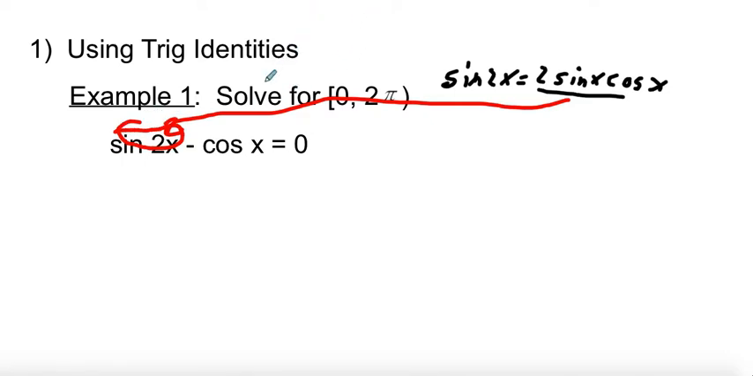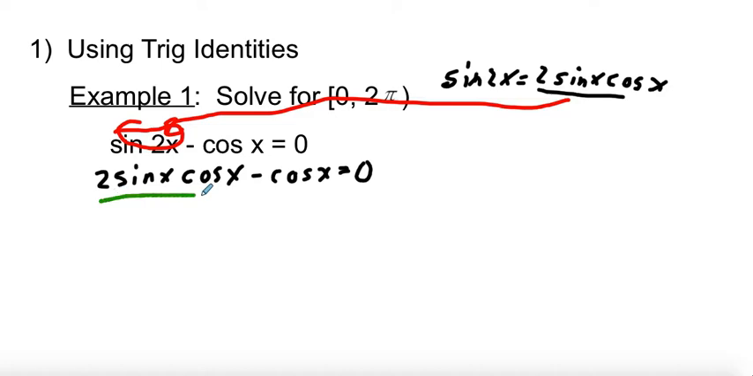Alright, so let's do that. Let's take 2 sine x cosine x, and we still have minus cosine x equals 0. Now notice the 2 sine of x times cosine x, and the cosine x. Those are two different terms.